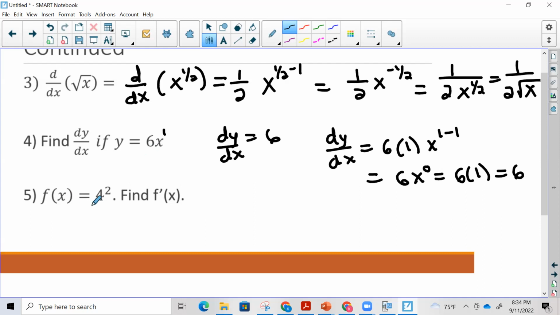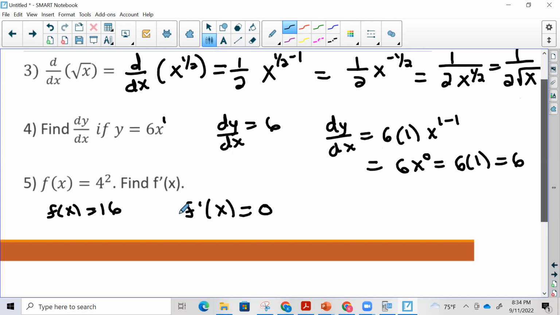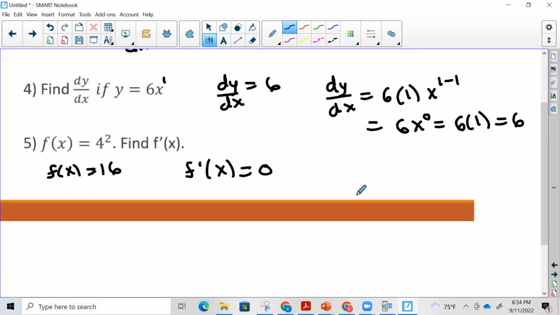Now, number 5 is f of x equals 4 squared. Just know that 4 squared is the same thing as 16. And so this is a constant, and the derivative of a constant is always equal to 0 because it is a horizontal line. This is like y equals 16. So it's a horizontal line, and the slope of a horizontal line is always 0.